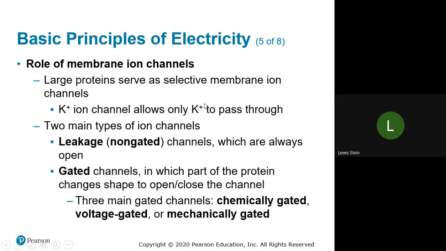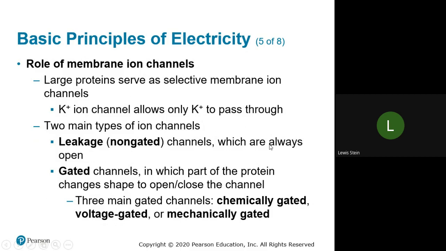Okay, and I'm not doing Ohm's law, I'm doing this. Same thing. Large proteins, just like in any other area of a membrane, we looked at cellular membranes, serve as selective membrane ion channels. Potassium, these are the leakage channels. Potassium channels, sodium channels. So you have leakage channels, and of course for potassium, you're also going to see gated channels.